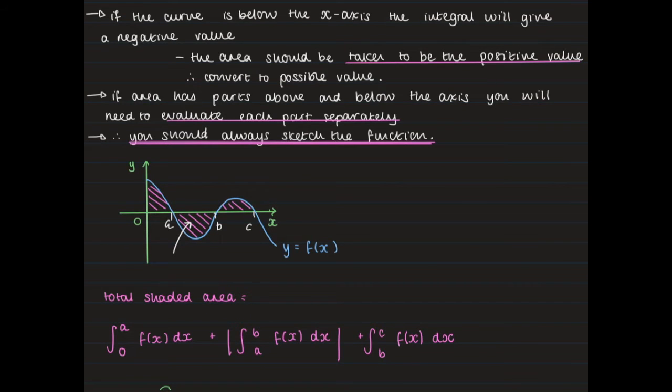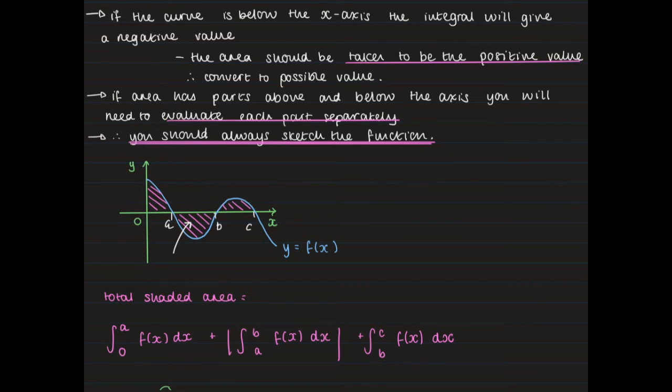So the other complication is that if the curve is below the x-axis, then the integral will give us a negative value. But the area that we want is actually positive. And if we have areas above and below the axis, like in the diagram, then when I calculate the definite integral between c and 0, the parts below the axis would start to cancel out the parts above the axis, so I'm not going to get the right area.